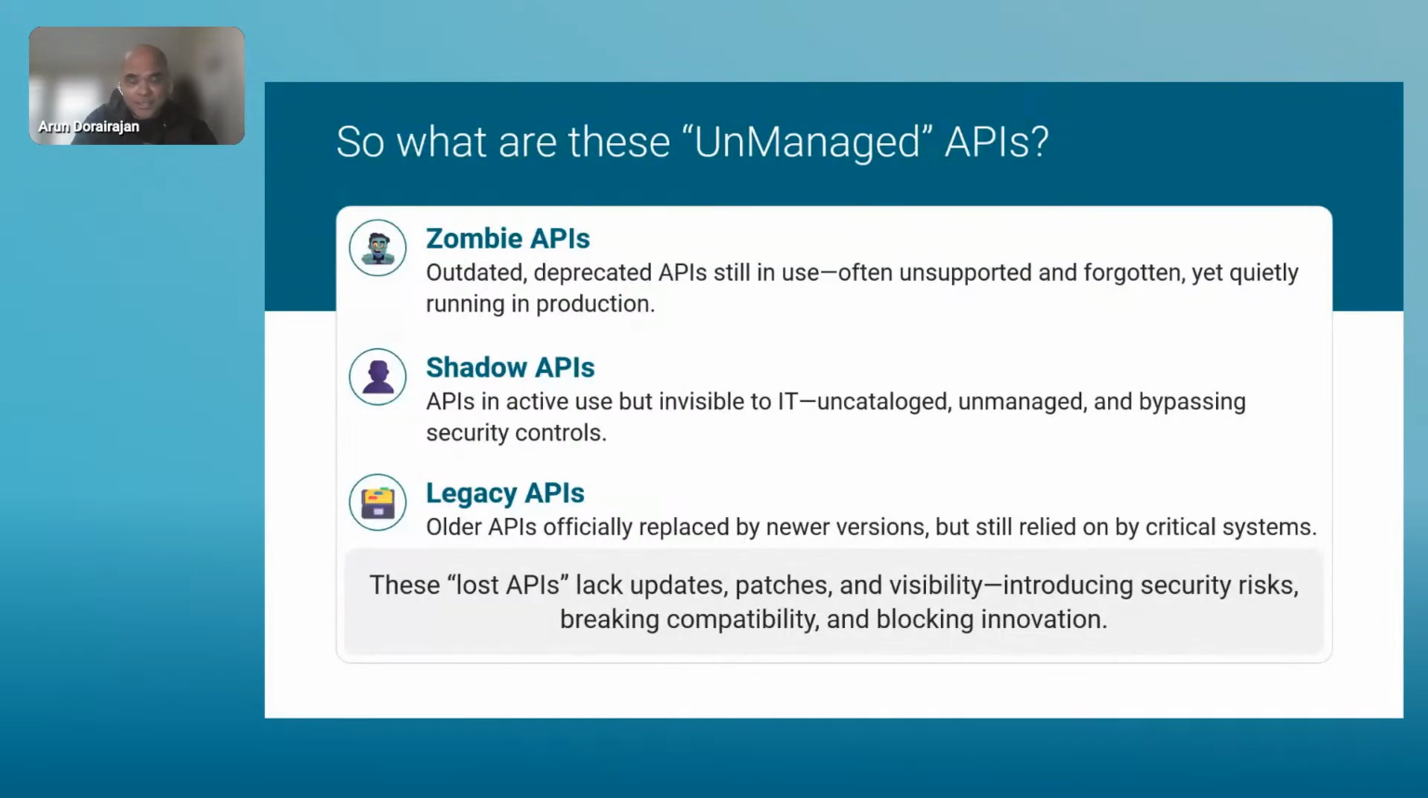Shadow APIs. These APIs are in use, but they are invisible to your IT infrastructure teams. They bypass your API gateways, monitoring tools, and security policies entirely. And then you got the good old legacy APIs. They have been replaced officially, but still quietly power most of your critical workflows. And nobody's touched them in years. Together, these lost APIs are like forgotten doors to your system. They lack updates, patches, visibility, and make you an easy target.